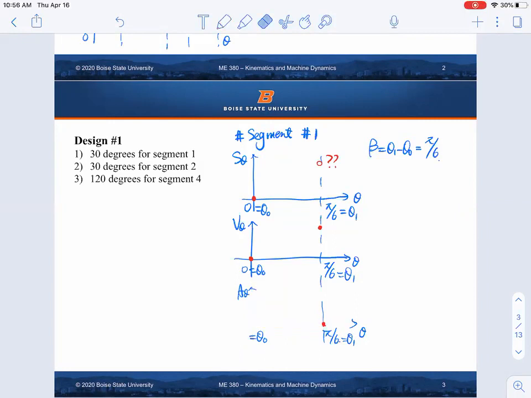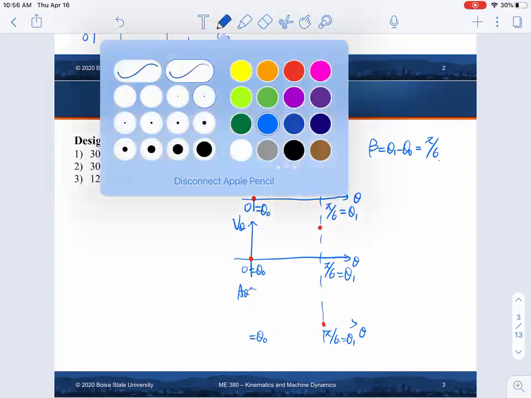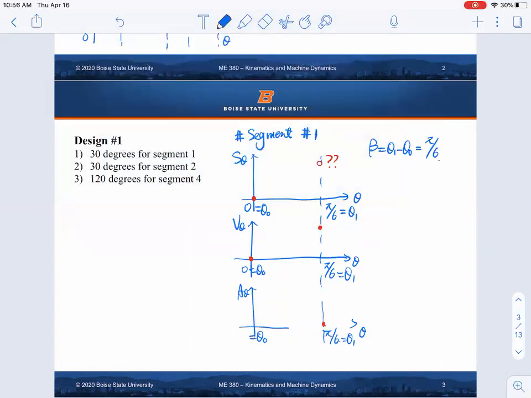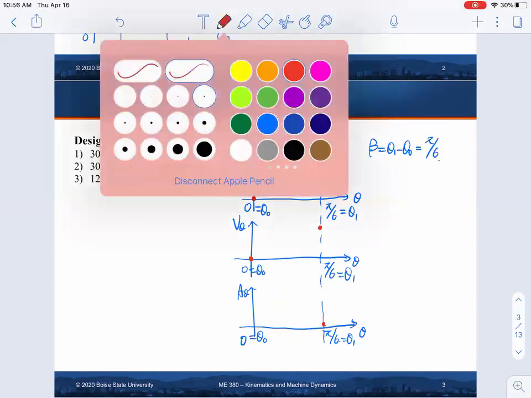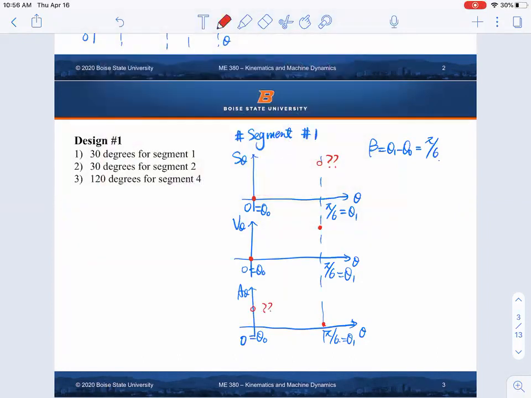Oh, it may not be 0. So here's the question: what is the acceleration at theta equal to 0? We don't know, so we put a question mark. Okay, so that's all the boundary conditions we know.